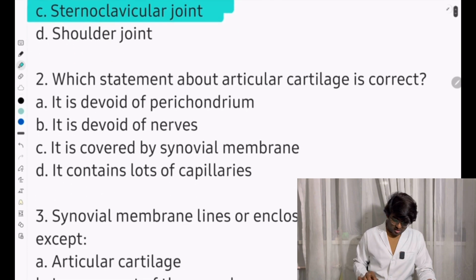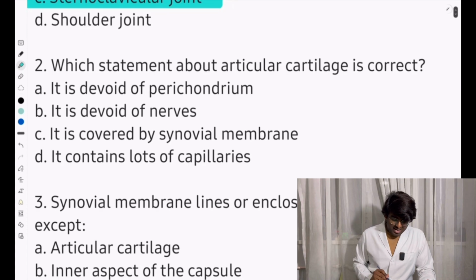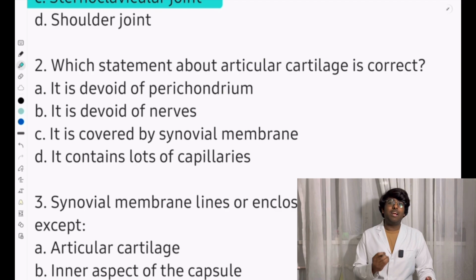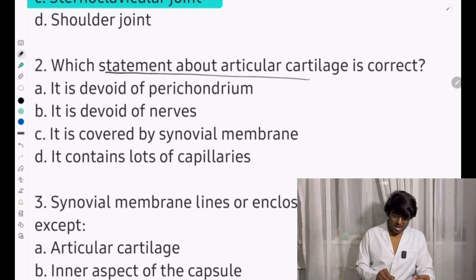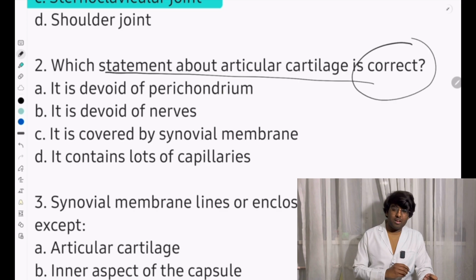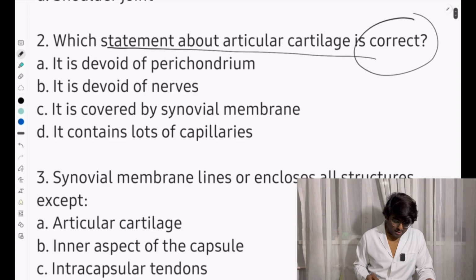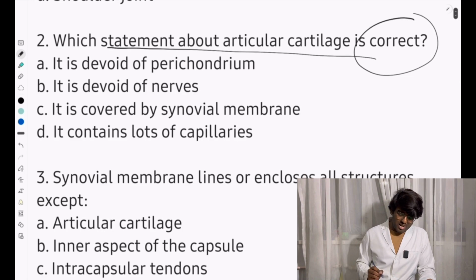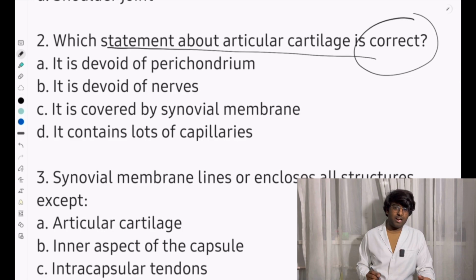Next question. Before answering, you should always read the statement two or three times. In this question it's given: which statement about articular cartilage is correct. Some questions may ask which among the following is incorrect, and some questions we have to read and mark the correct one. So you have to think twice before you answer. This question is asking which statement about articular cartilage is correct.